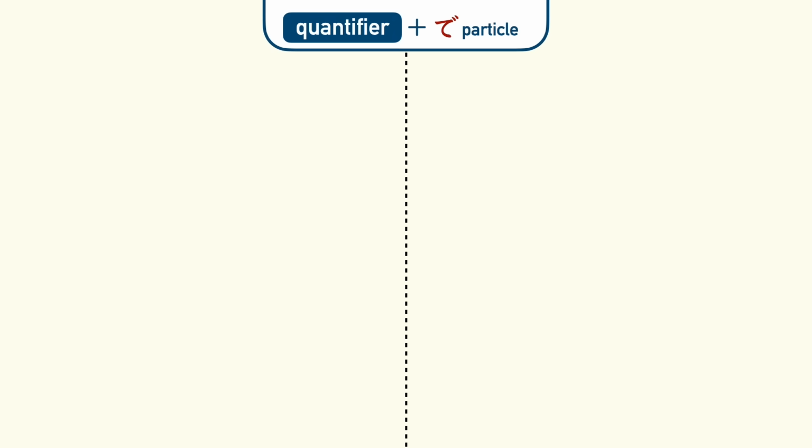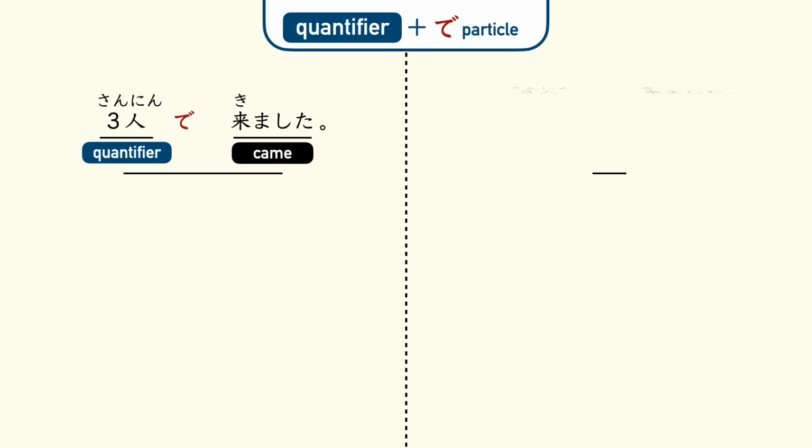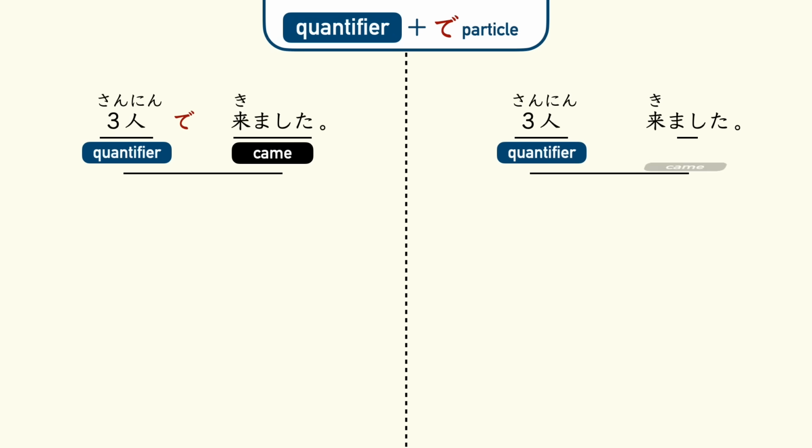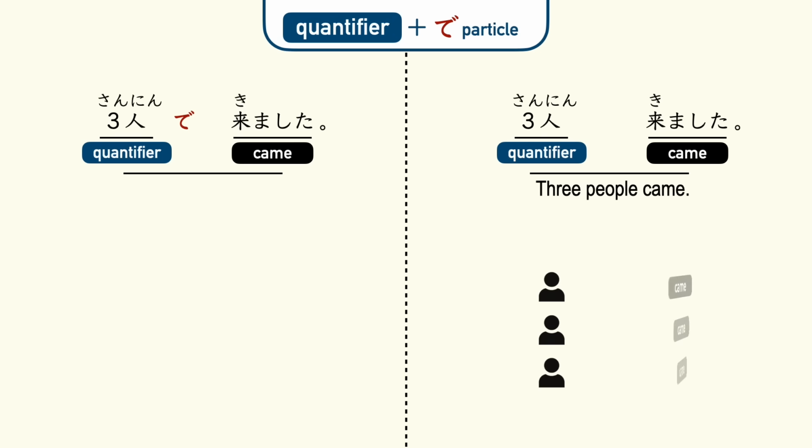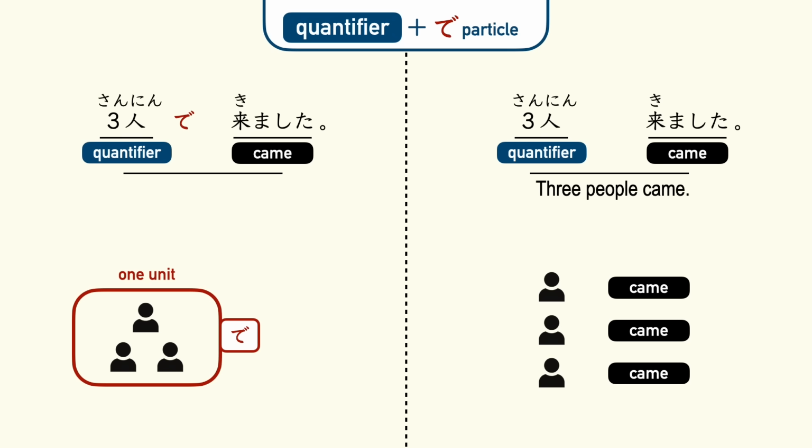Lastly, let's look at these two sentences. 3人で来ました. 3人来ました. 3人来ました just means 3 people came. Each of the 3 people came. It focuses on a number of people, not how they came. They might have arrived separately, or they might have come together. We don't know. But 3人で来ました means 3 people came together as a group.